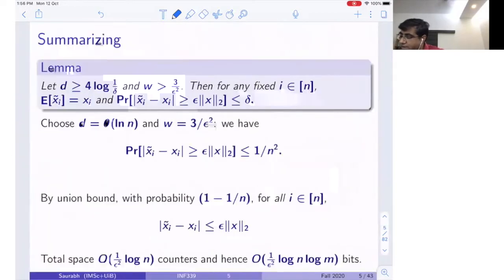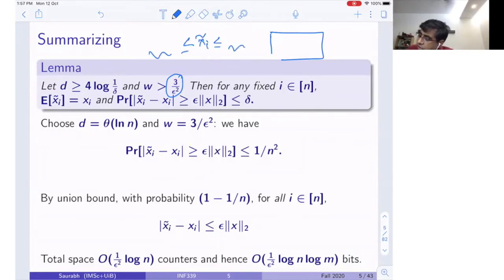Then we did the analysis. Because we need Chebyshev, the number of buckets we need is 3 over epsilon squared. If we want to guarantee that xi tilde is within some range, like xi minus something to xi plus something, where something is epsilon times the second norm, then the bucket size needs to be 3 over epsilon squared.